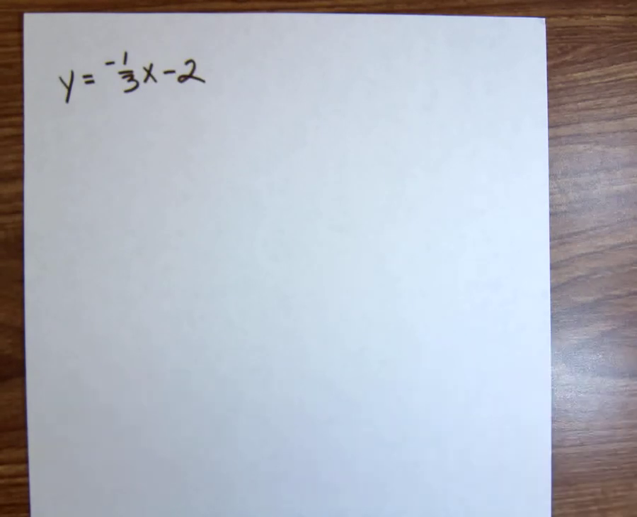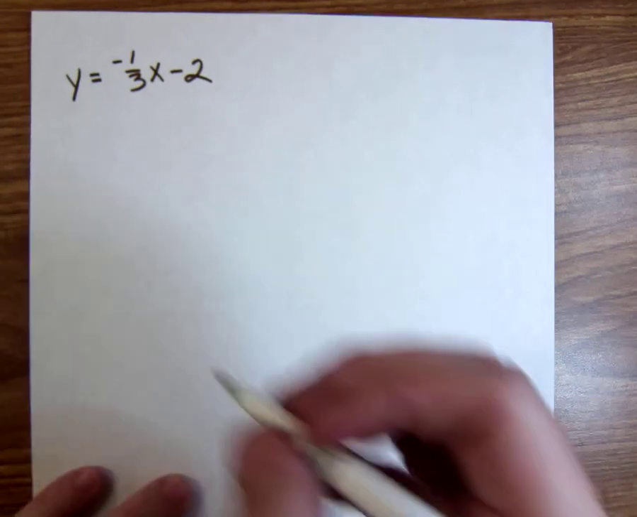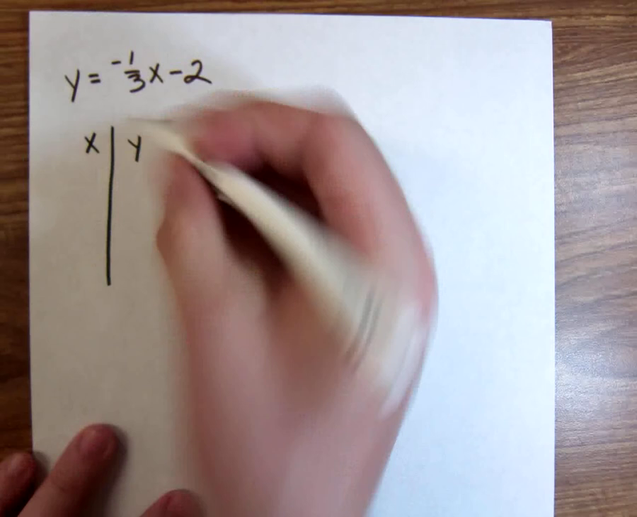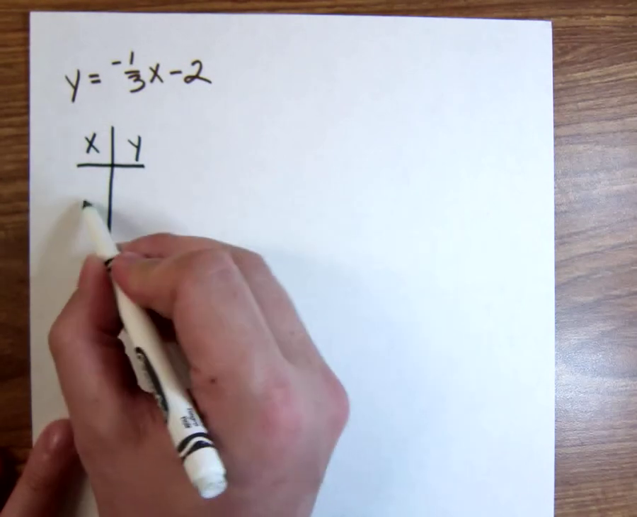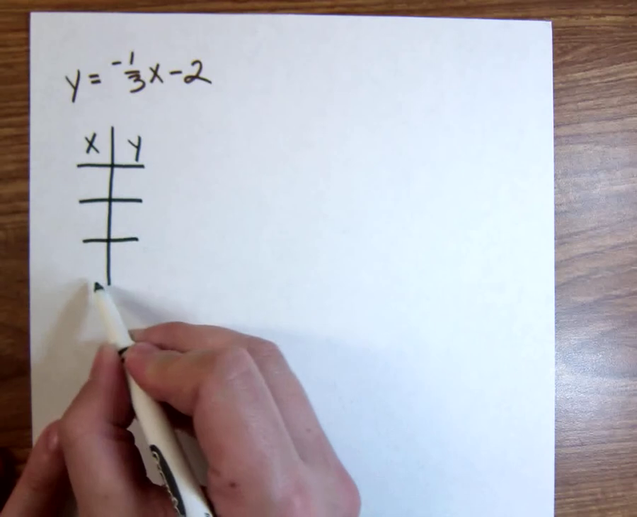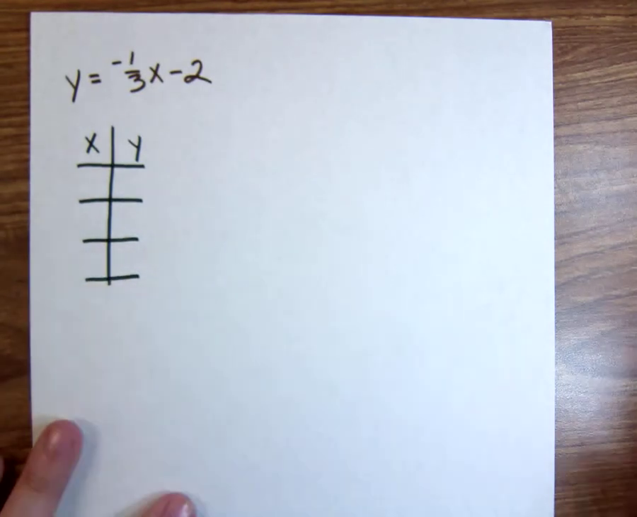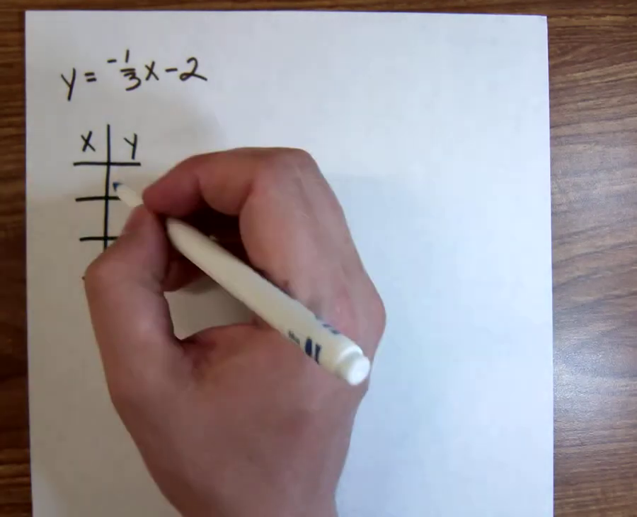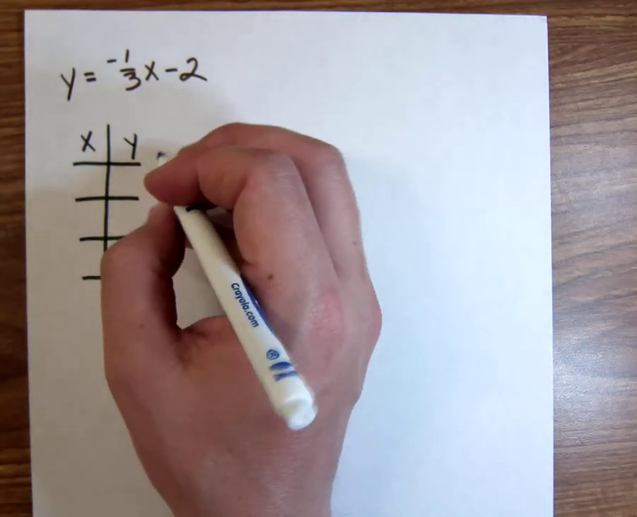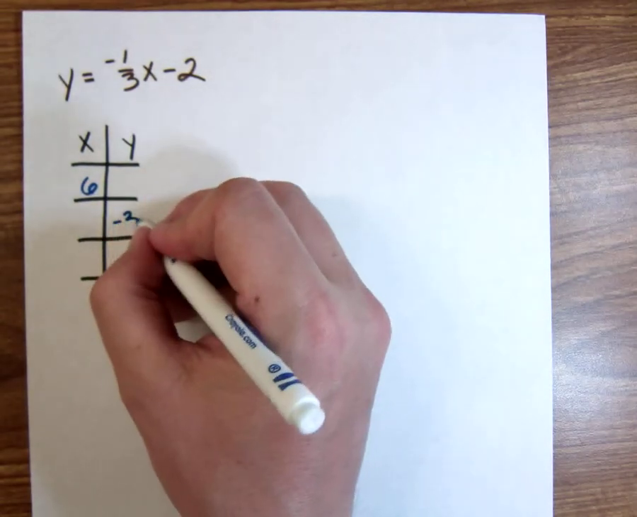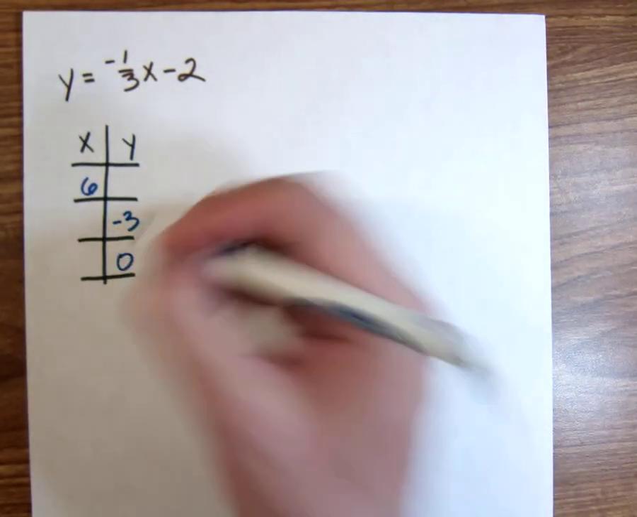So the first thing that I'm going to do is make my T-chart. I want you to have 3 solutions, so I'm going to go ahead and put 3 blanks here on the T-chart. And this is just simply graphing a line, 100%. All right, and I'm going to make up some numbers again. Let's do one with the x is 6. Let's do a y of -3, and let's do a y of 0.